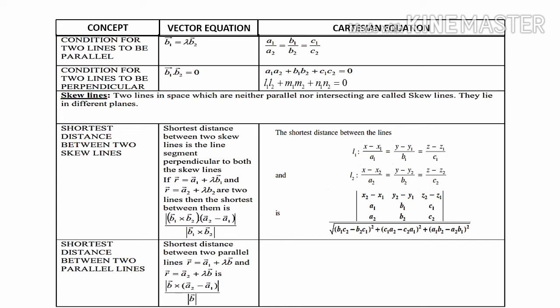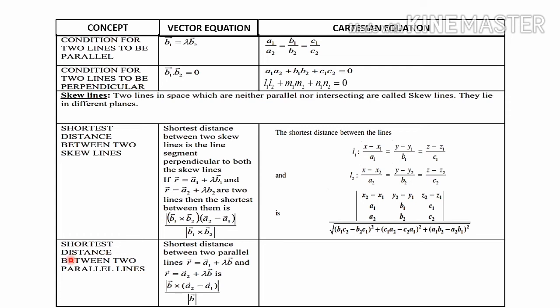Shortest distance between two skew lines we have learned. There we have studied the modulus together, but here I'm just keeping it separately because it is easy for you to calculate. Both are the same only. Modulus of (b1 cross b2) dot (a2 minus a1) divided by modulus of (b1 cross b2), and the Cartesian form is the determinant with rows (x2 minus x1, y2 minus y1, z2 minus z1), (a1, b1, c1), (a2, b2, c2) divided by root of (b1 c2 minus b2 c1) the whole square plus (c1 a2 minus c2 a1) the whole square plus (a1 b2 minus a2 b1) the whole square.